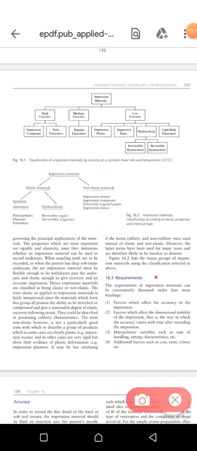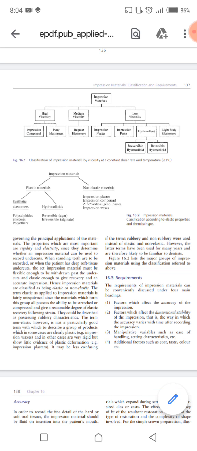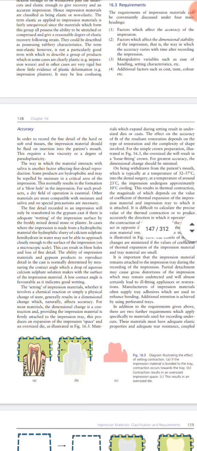Requirements: you need to memorize these 4 factors. Basically, these are the 4 important factors which you need to remember, and they are factors that affect the accuracy of the impression materials. As I told you before, accuracy is the most important factor. Then dimensional stability, manipulative variables, and additional factors such as cost, taste, color. I have discussed them already. So now we will be discussing the accuracy of the impression material.